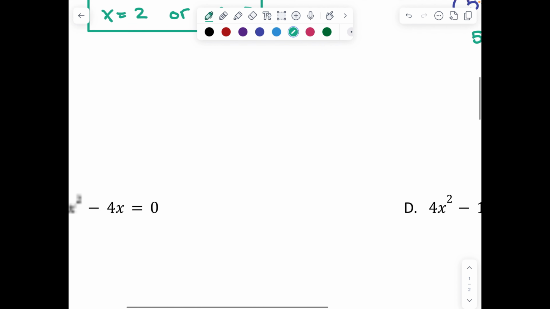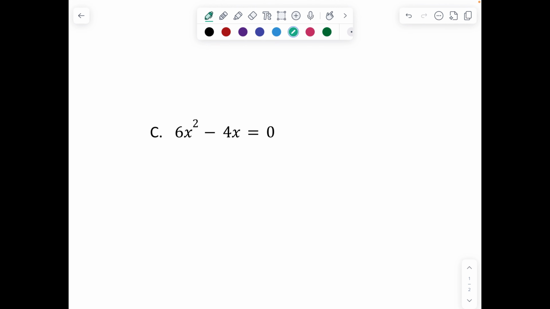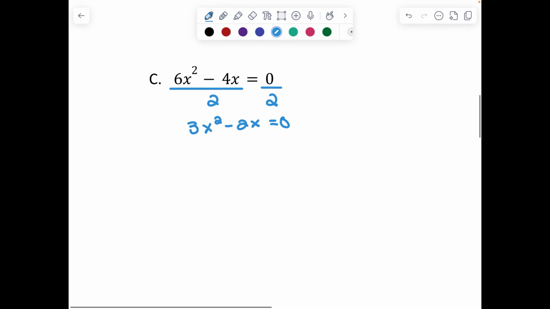All right, let's take a look at number 3, or C, sorry. I have 6x squared minus 4x is equal to 0. I see that I can divide all of these by 2. You can only divide when it is a constant. You cannot divide if your GCF is a variable. So I'm going to go ahead and divide both sides by 2. I'm going to have 3x squared minus 2x is equal to 0. Now I'm going to go ahead and factor this.